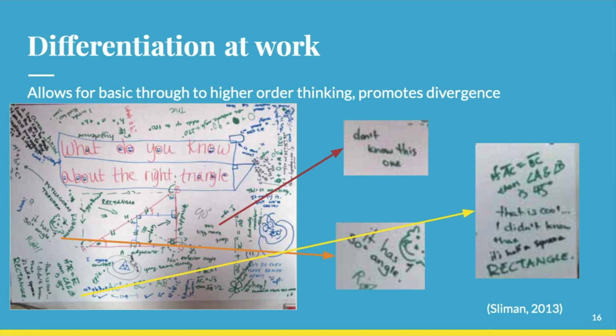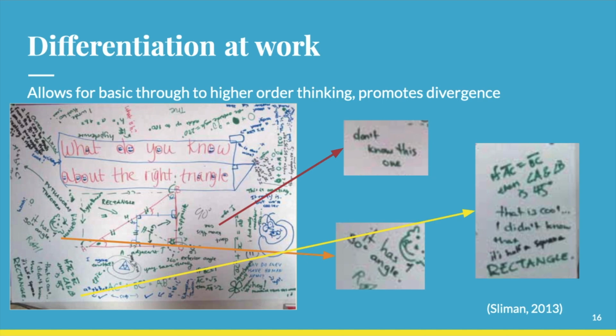Further to this, someone underneath has written, "it's half a square," which would be true if we're talking about the triangle where AC equals BC. Someone underneath has recorrected that to say "rectangle," so now this is showing that the students in this class feel confident enough to correct each other, and you've got peer assessment happening as well.